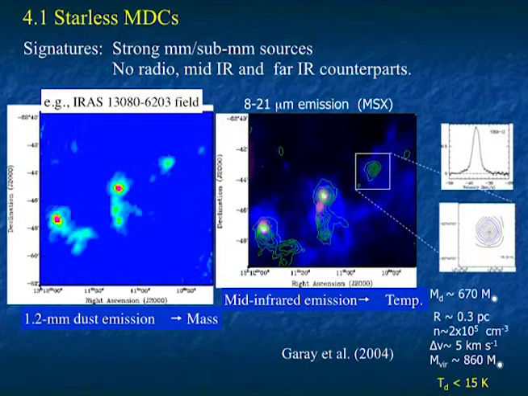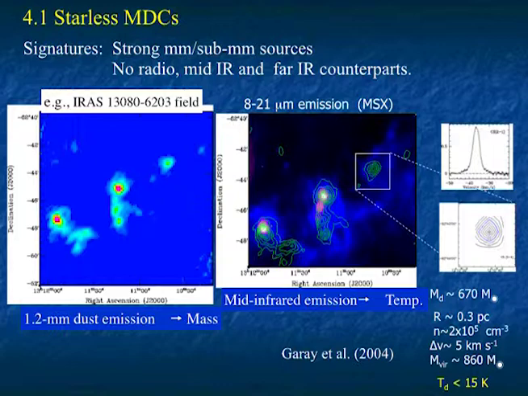And they did, or we did, CS 2-1 observations. This is a very compact core. This is a map of the CS 5-4 emission. This is the line profile. We end up deriving a size of 0.3 parsec, densities compared to the massive dense core, large line width, and a mass of about 900 solar masses.